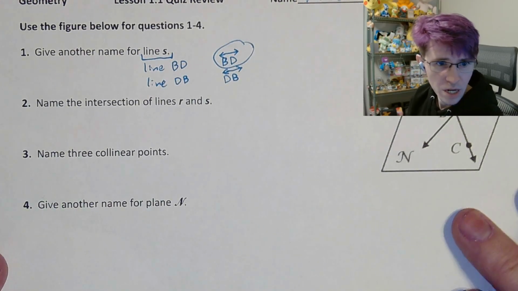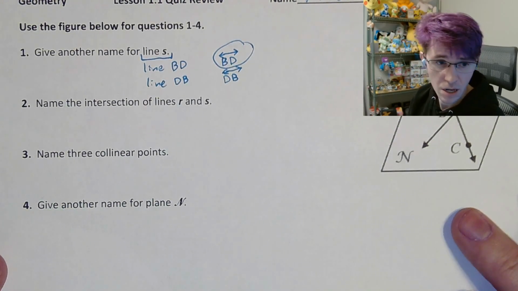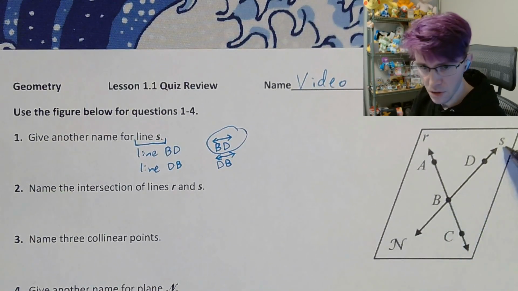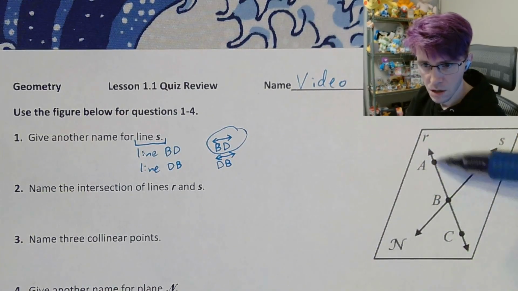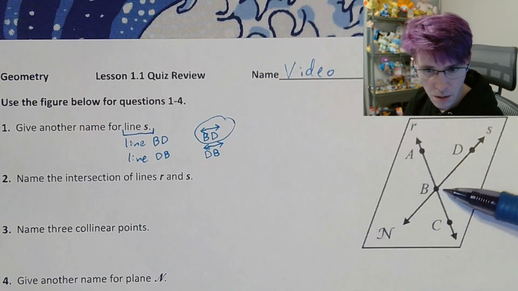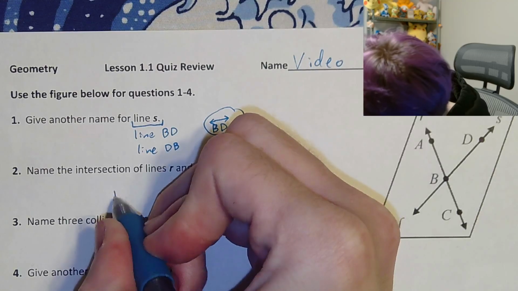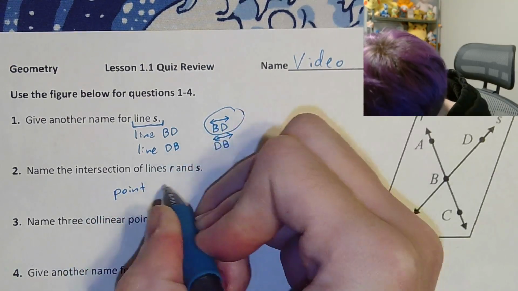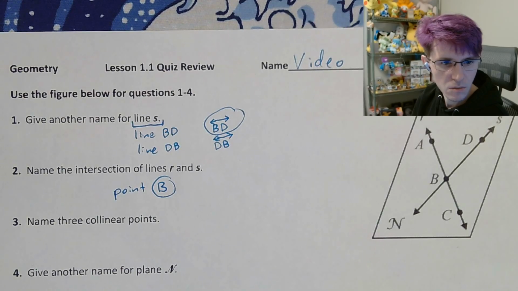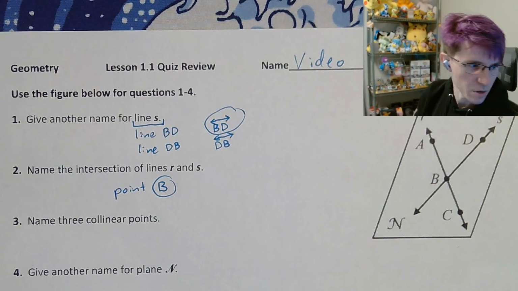All right. So name the intersections of lines R and S. So we just want to see where these two guys intersect with each other. So we're running back and forth, the left and the right, the R and the S. Where is that? Well, they intersect right here in the center at point B. We do not necessarily need to write the whole word out, point B. You can just go ahead and circle it. But if it makes you happy, write that word point. And that's pretty much it.